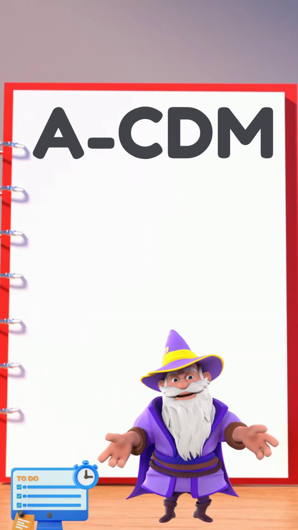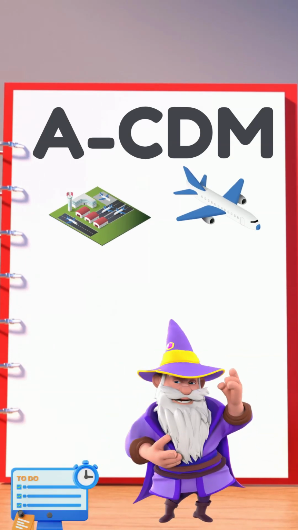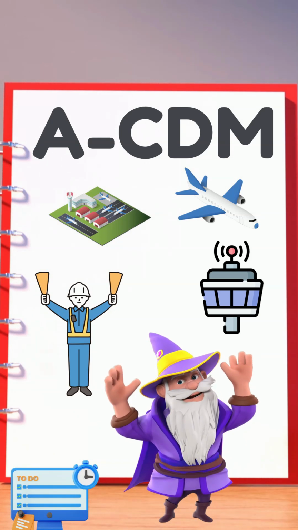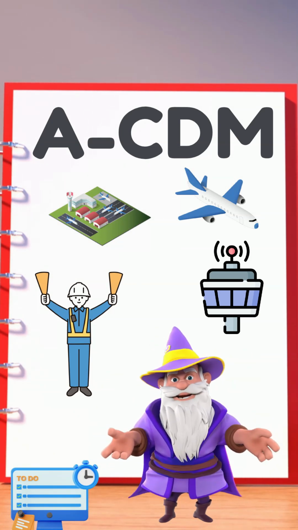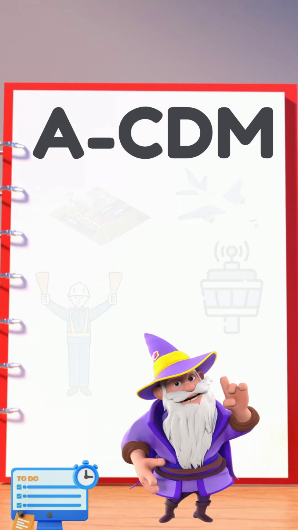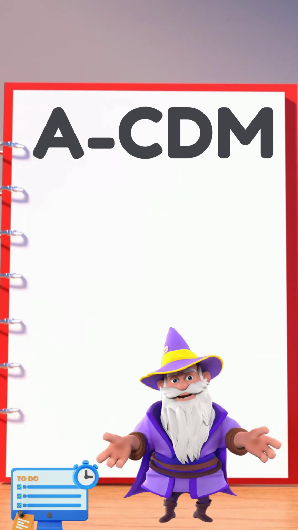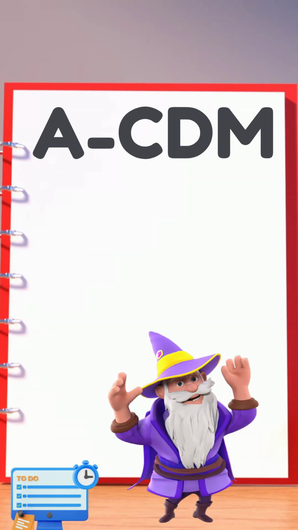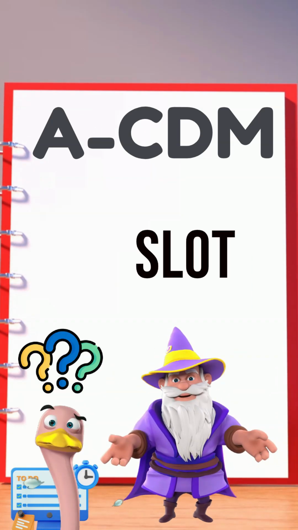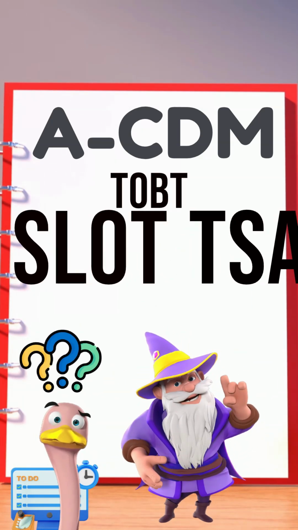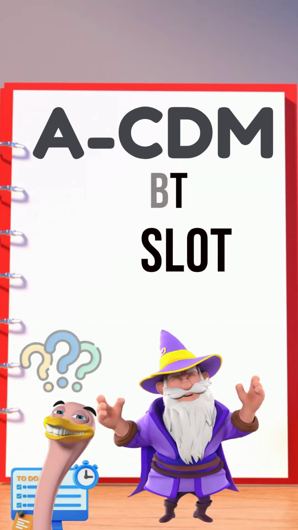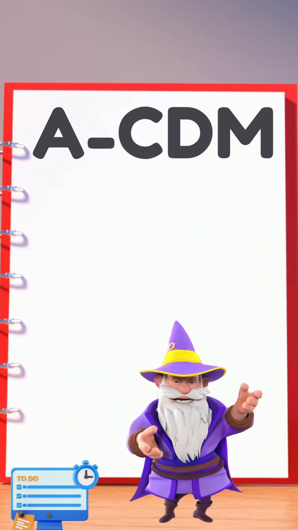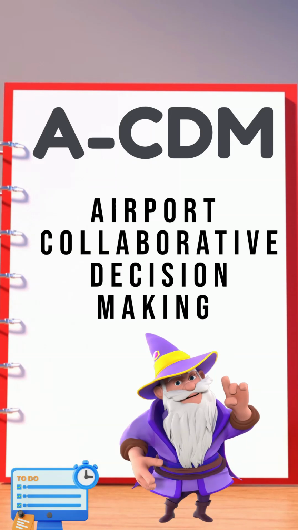It's a system that brings airports, airlines, ground handlers, and air traffic control together to share real-time information. Why? To optimize every step from the gate to takeoff. Introducing concepts like slots, TSAT, TOBT, airports run more smoothly. It's all about collaboration to reduce delays and improve efficiency.